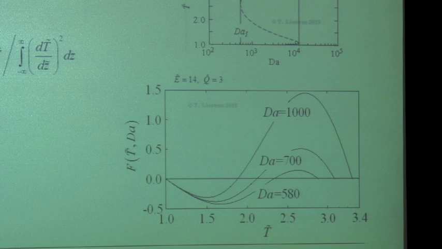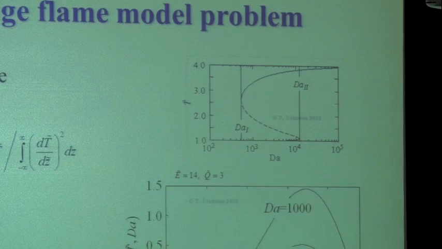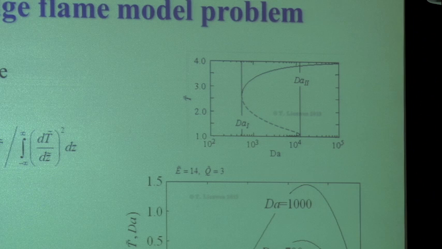If your Damköhler number is too low, you only have one solution, which is the lower branch. If it's too high, you only have one solution, that's up here. But in the middle, you get these three solutions. So you can see there are three zero crossings. But the zero crossings are the solution with no z variation, with no edge.